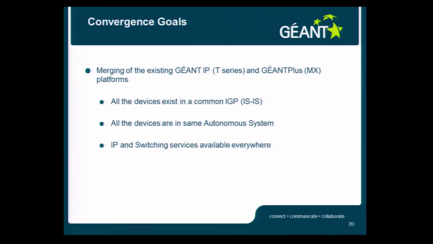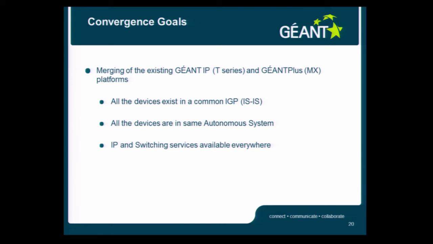So what did convergence involve? It involved the convergence of the IP and GÉANT Plus layer. So all devices in a common IGP, so one big network, not two different networks. All devices in the same AS number, the GÉANT AS number 20965, no difference for switching and for IP. And more importantly, IP and switching services available everywhere.